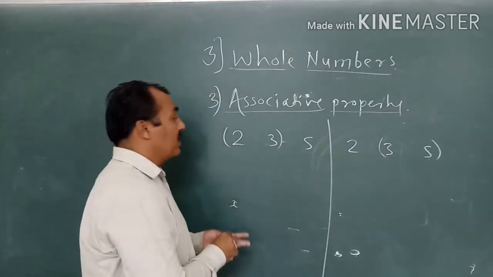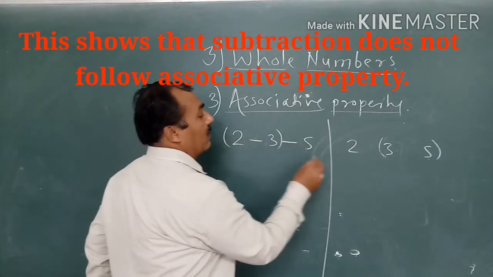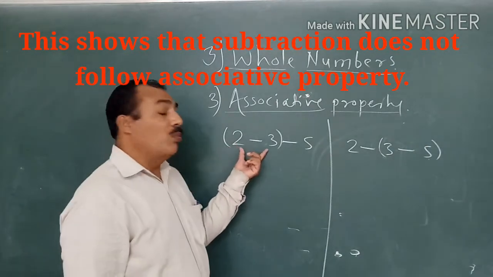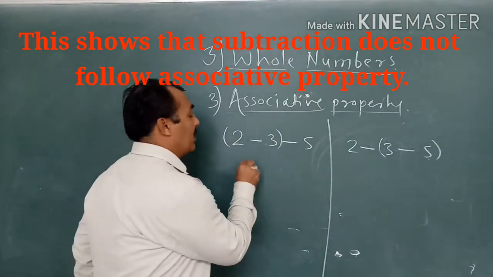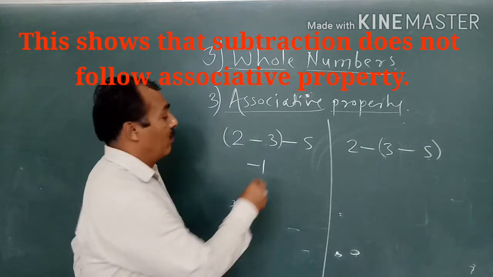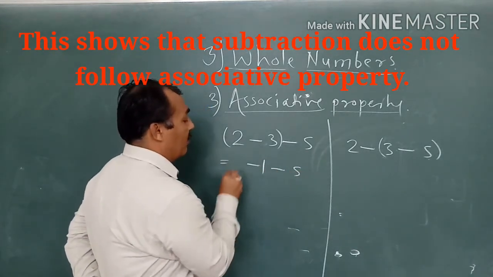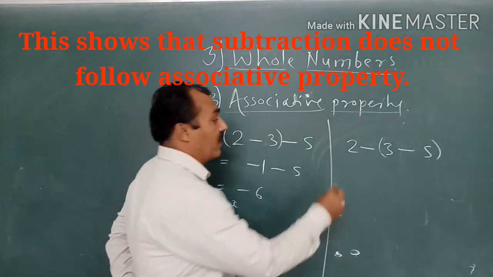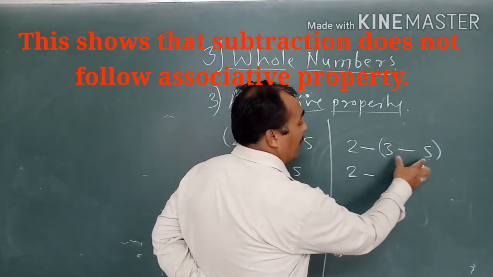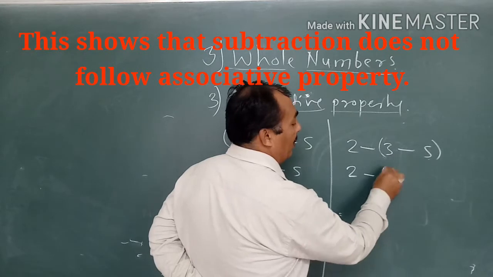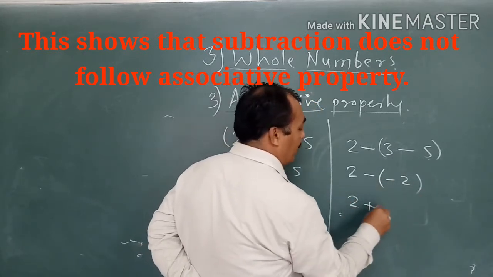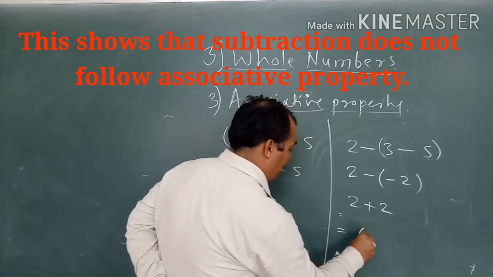Okay, let us change this sign to subtraction. 2 minus 3, what is the result? 2 minus 3 is equal to minus 1. Minus 5 is equal to minus 6. And here 2 minus, first we have to perform this. Here we get minus 2. Minus becomes plus. 2 plus 2 is equal to 4.